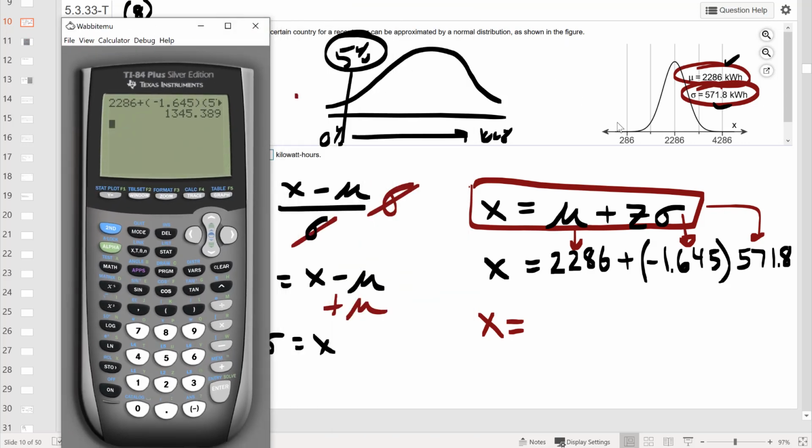It means that in a certain country, the way energy is used in a household, let's say it's per month or per year, it's a normal distribution. And so 5% of the population use 1,345 kilowatt hours or less. That's what that means. And let's see, where is that at?